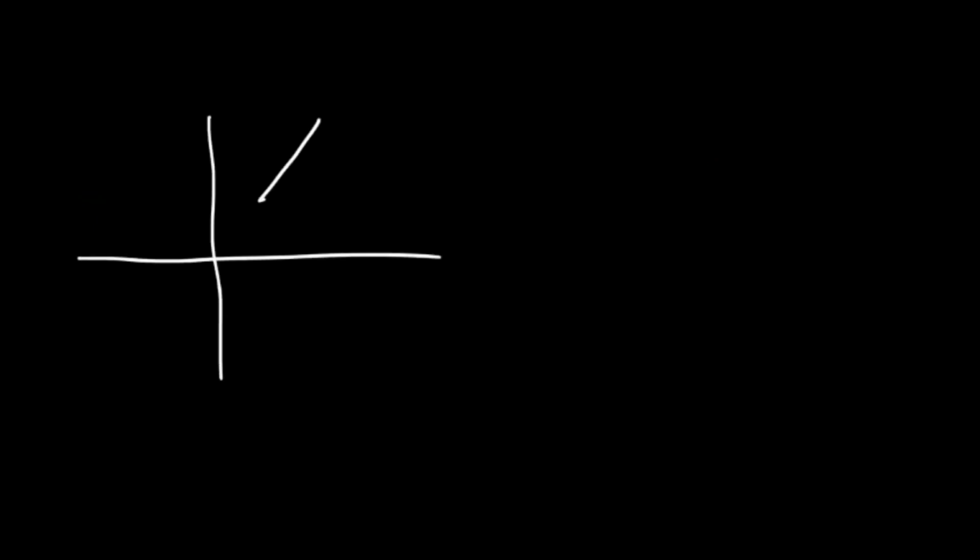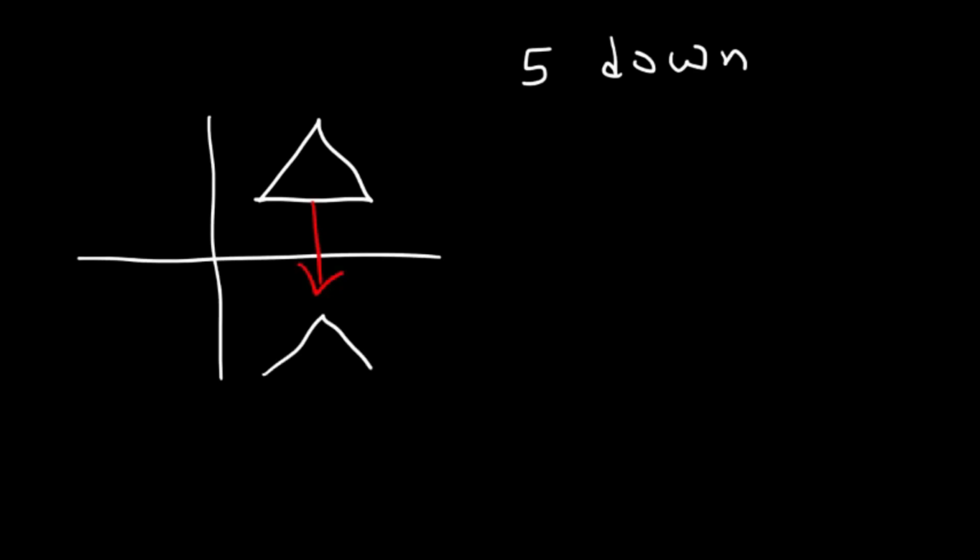Now let's say we have a translation that's 5 units down. So this graph and all the points that it contains will go down 5 units. You have to decrease the y values by 5.